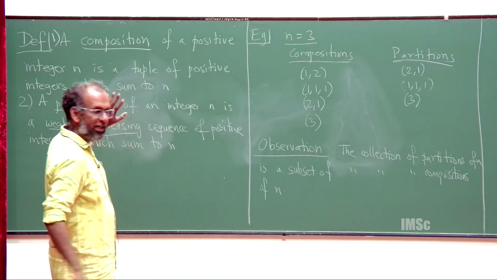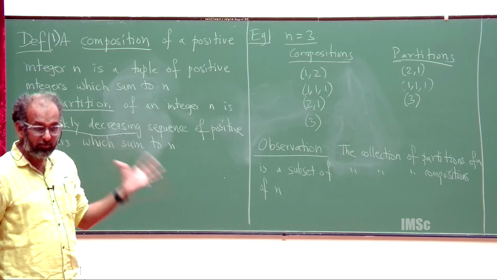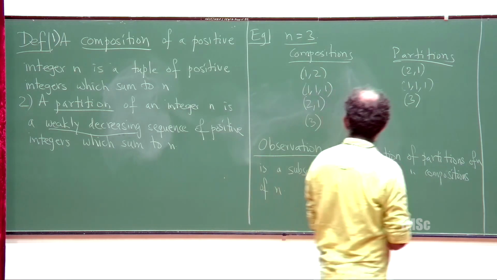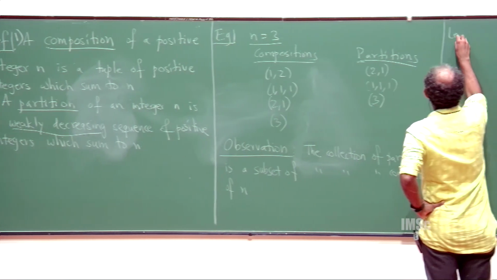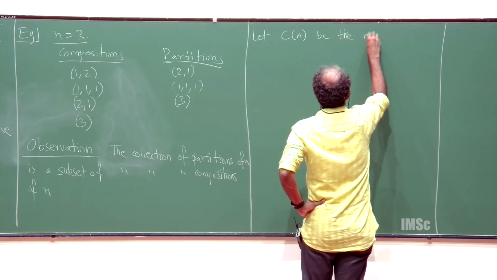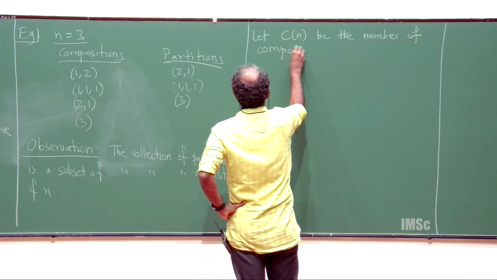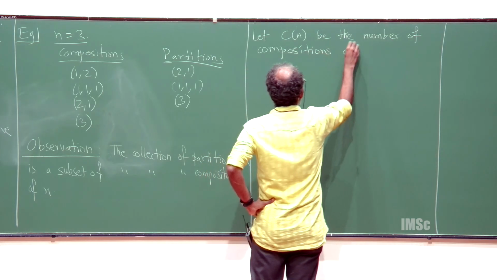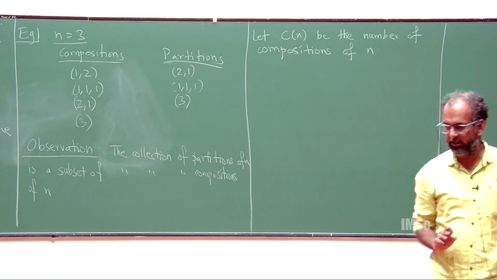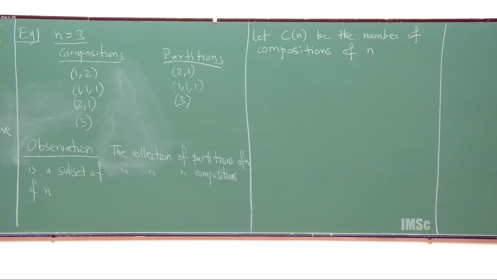Okay, so I want to really spend most of the time on partitions because they are a much more interesting family of objects, but let's first look at compositions, okay? So let Cn be the number of compositions of n, okay? So we want to count how many compositions there are of n. I want to show you a way to count it.